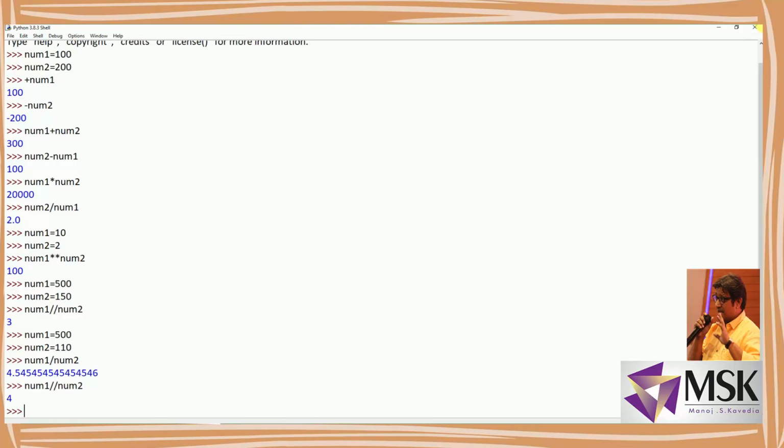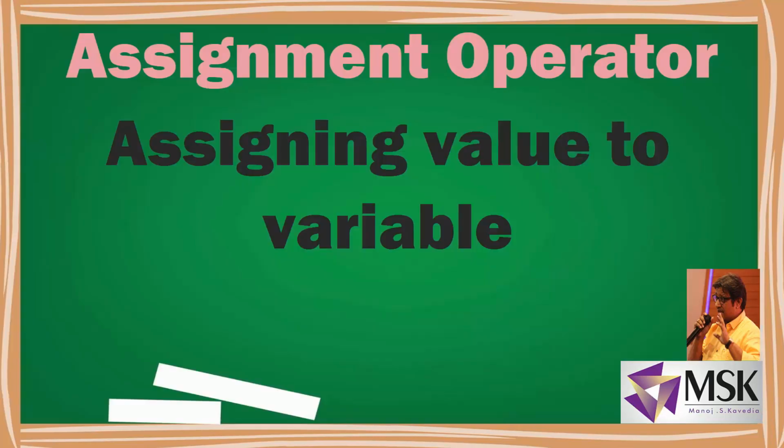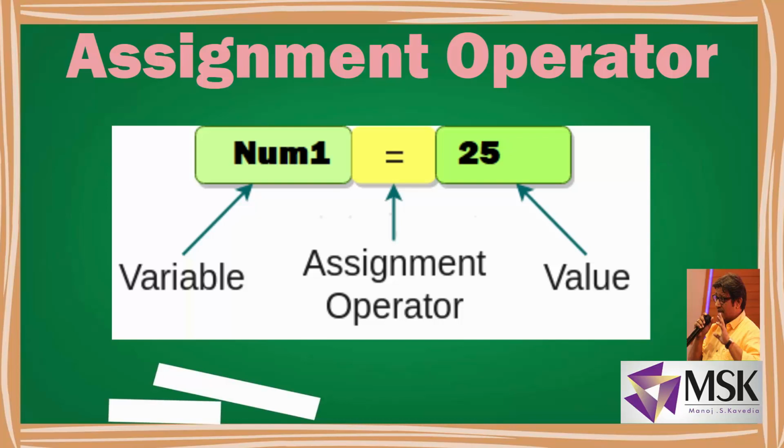Now we'll move on to the next operator, the assignment operator. Assignment operators are used to assign a value to a variable in Python, like any other programming language. So I can say num1 equal to 25. So 25 is assigned to num1. The value on the right hand side is assigned to the variable on the left hand side. This is the same in all programming languages. There is nothing new about the assignment operator in Python.